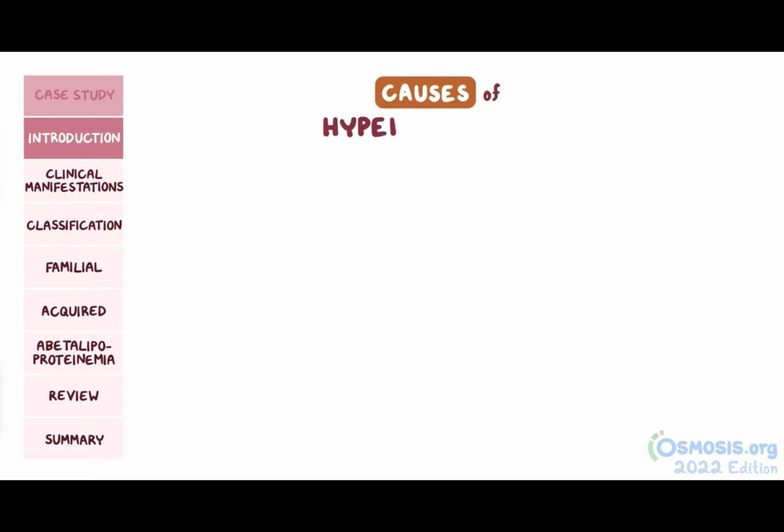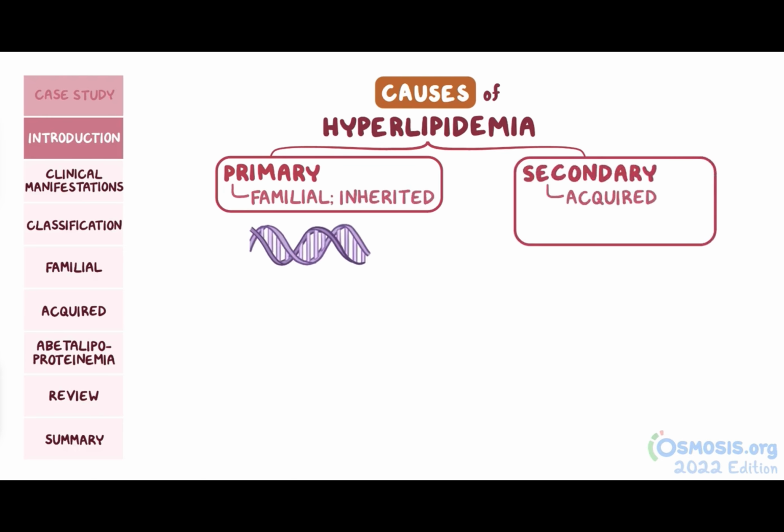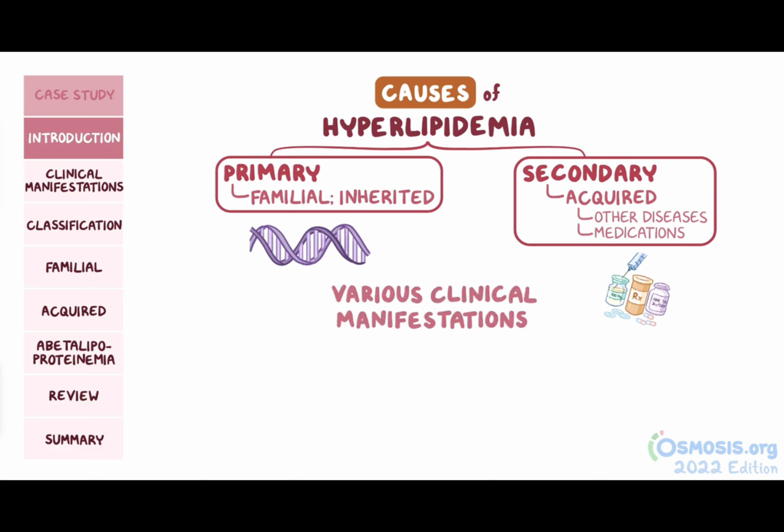Alright, the causes of hyperlipidemia can be broadly classified into primary hyperlipidemias, which are the familial, inherited hyperlipidemias, and secondary or acquired hyperlipidemias, which are caused by various other diseases and medications. Depending on the type and severity, hyperlipidemia can result in various clinical manifestations, or it can be completely asymptomatic.